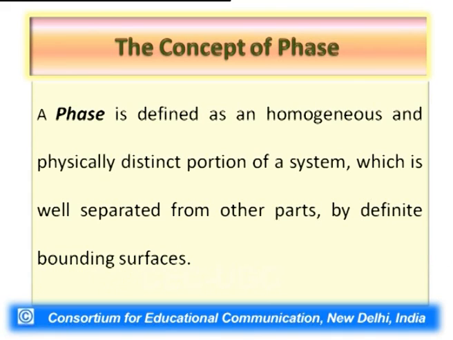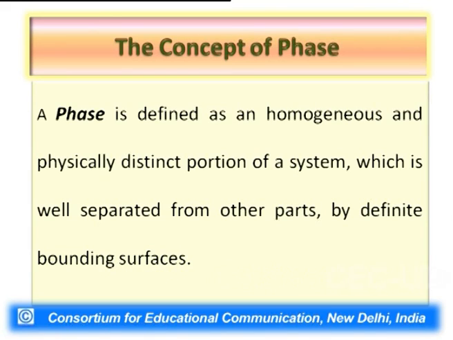What does it mean? If we have a system, it may have several portions which are homogeneous by themselves, but when we consider the system as a whole, it will then be a heterogeneous system. Heterogeneous systems means it would be having different physical states too. If we say it correctly, then it would be having different phases. What is the meaning of phase? Then it comes out that the phase is a homogeneous and physically distinct portion of a system which is well separated from other portions by definite bounding surfaces.